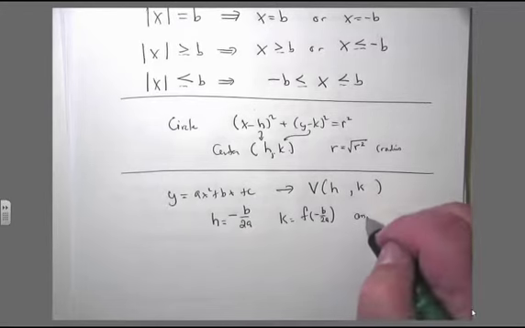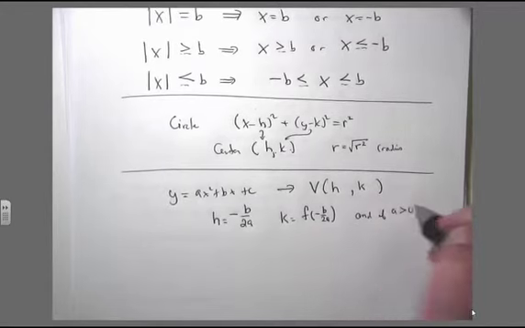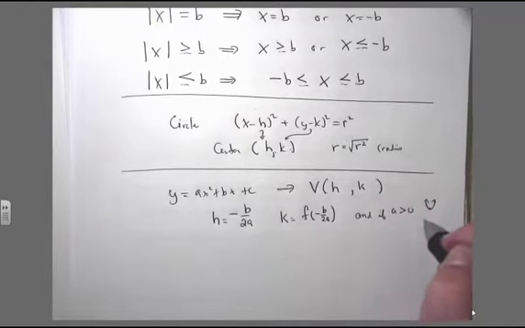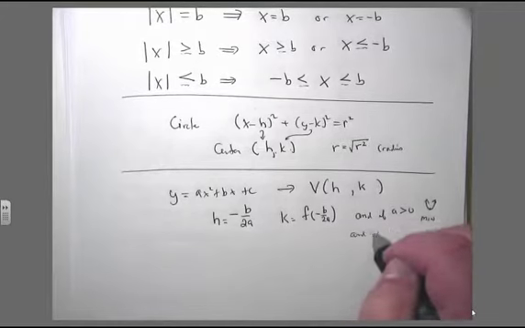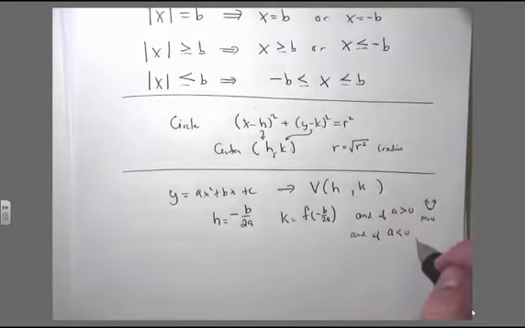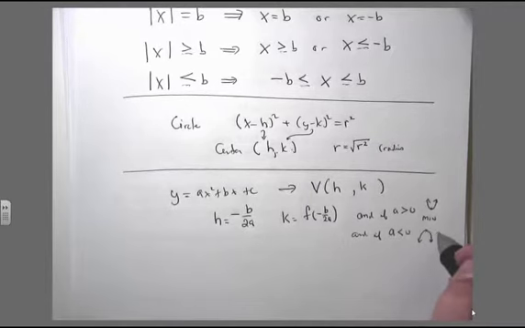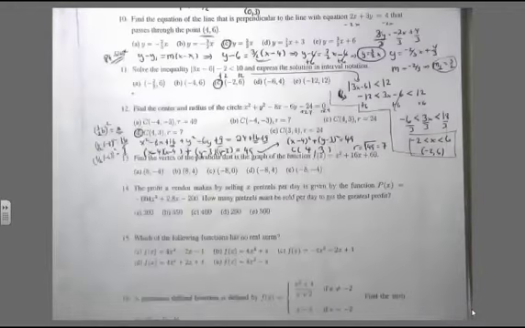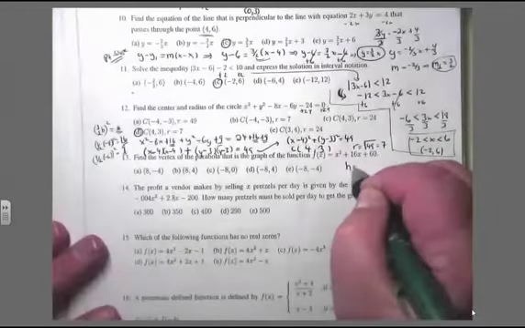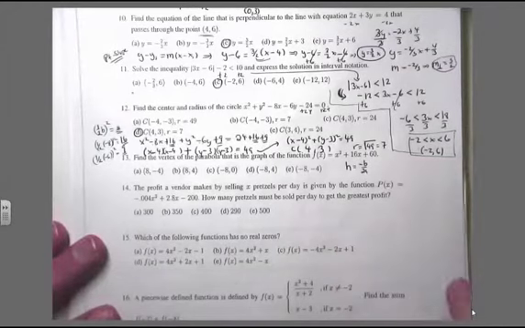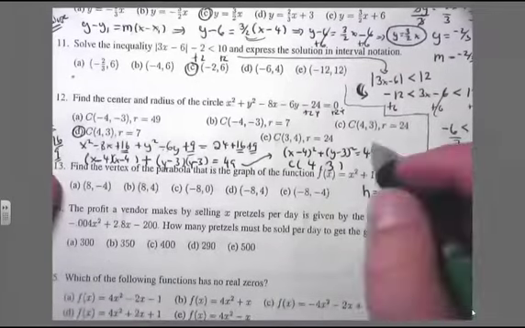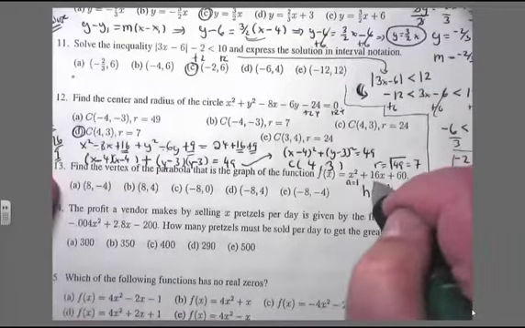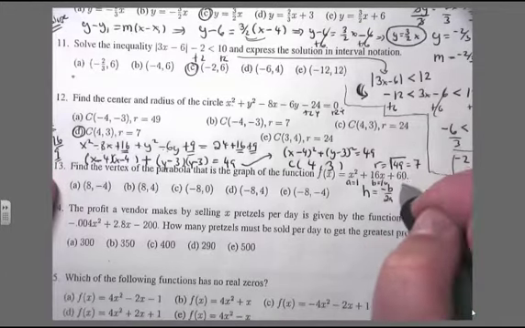And one other thing. If a is greater than 0, your parabola is going upwards, which means you have a minimum vertex. And if a is less than 0, I have an upside down parabola, which means I have a maximum vertex. So, to get the h coordinate, the formula is negative b over 2a. In this problem, a equals 1, b equals 16, and c equals 60.